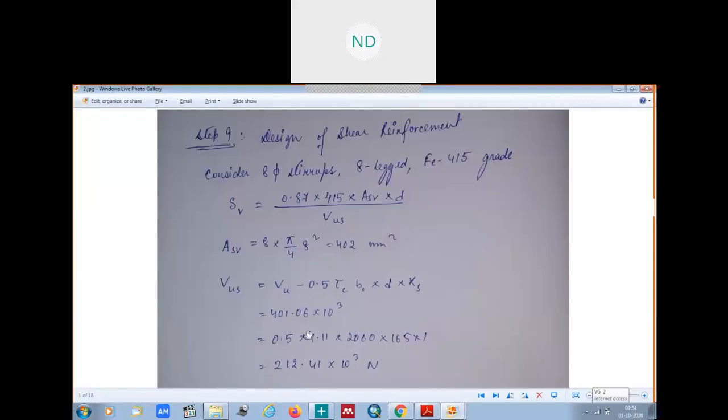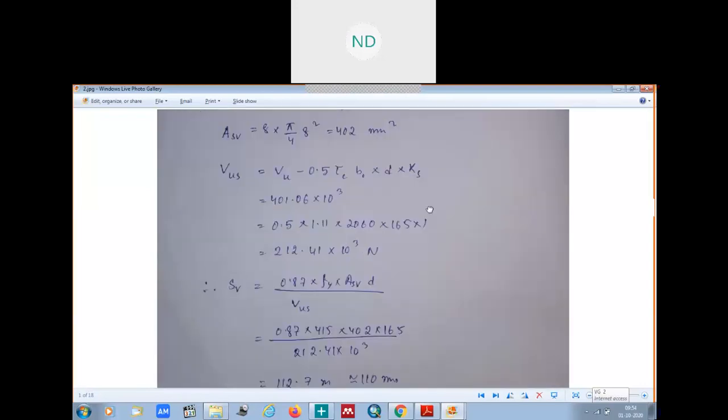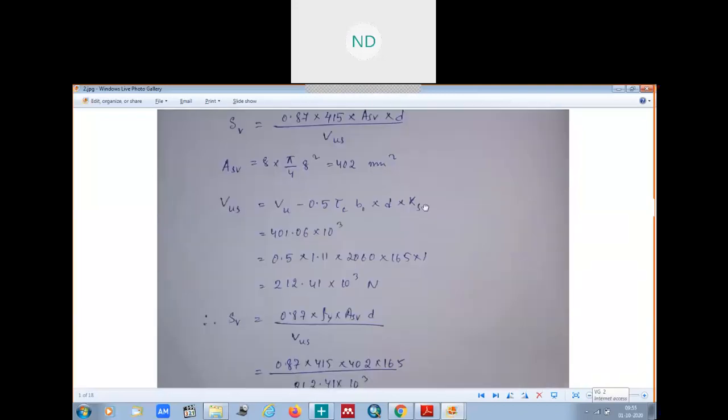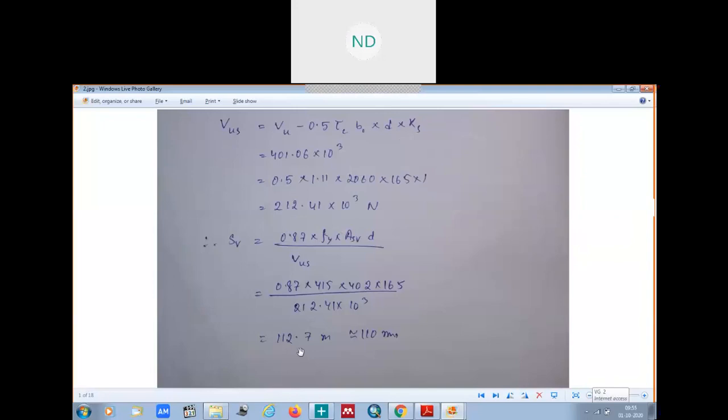Nothing. B naught is 2060, so we got this one VUS. Once we got our VUS, we can place all the values here, and we can find out the spacing between the stirrups for shear reinforcement. For the shear, we can provide the stirrups at a spacing of, after placing these values, what we got, 112.7 mm.